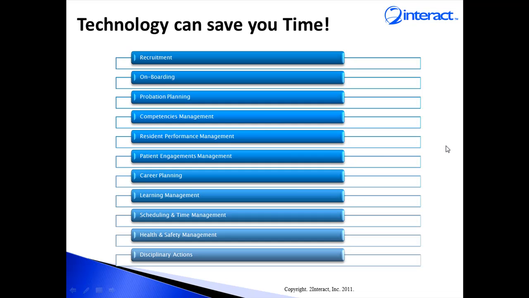That includes recruitment, onboarding of new residents, probation planning, and obviously that includes competency management, which is directly connected to residents' performance management. We also have what we call patient engagement plans, where you can define very specific objectives and competencies and even training linked to a particular patient that the resident is working with. We also allow you to define broader career plans, put together a training plan, and obviously track residents' time and schedules and look at health and safety and disciplinary actions.